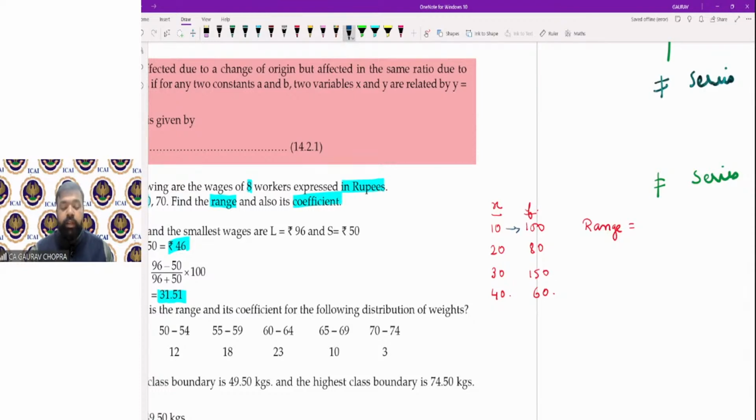Let's say this 10 is getting repeated 100 times. So 100 is not a number. Number 10 is written 100 times. Similarly, 20 is written 80 times, 30 is written 150 times, and 40 is written 60 times. So all these are not the available numbers. These are the repetitions. Therefore, the highest number is 40, lowest number is 10, and the difference will be 30. So range is equal to 30.